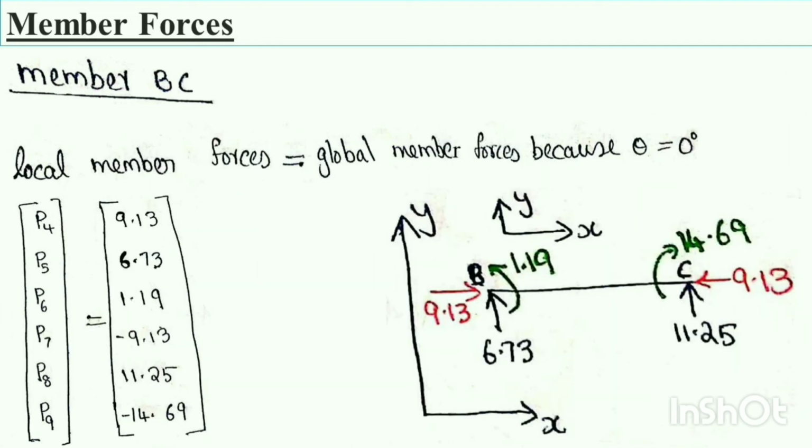Next, for local member forces of BC, the member BC is a straight element, that is, inclination theta equal to 0, and hence local member forces will be equal to global member forces, which is same as obtained earlier, and the figure will also be similar to the previous figure.